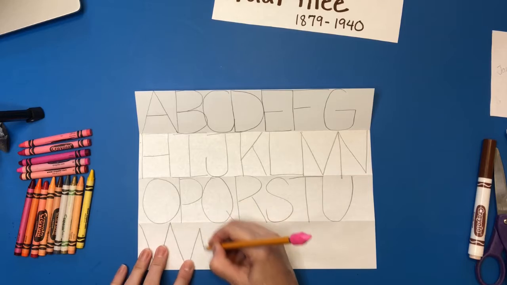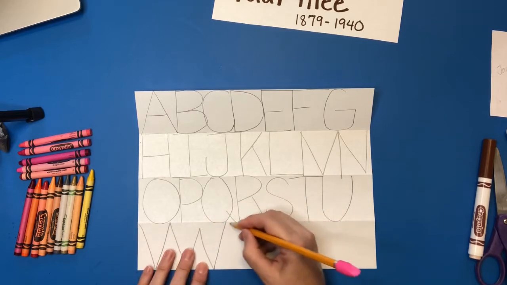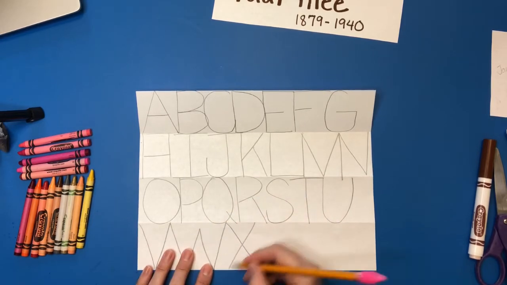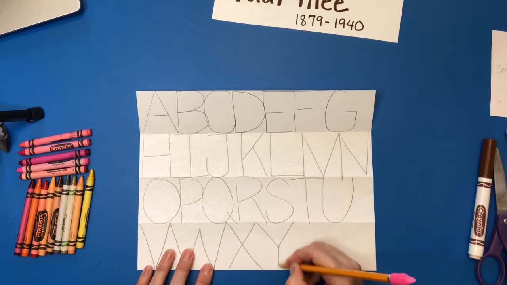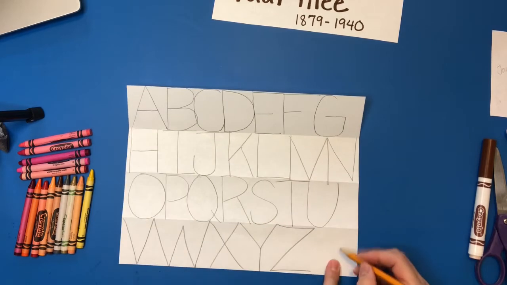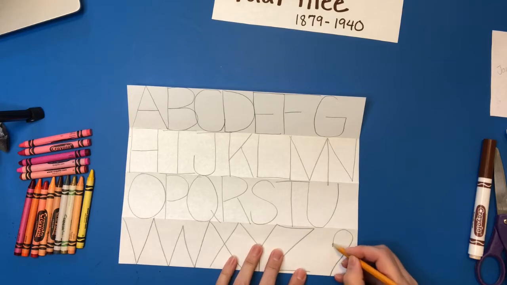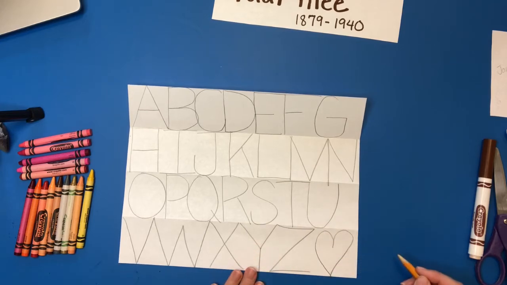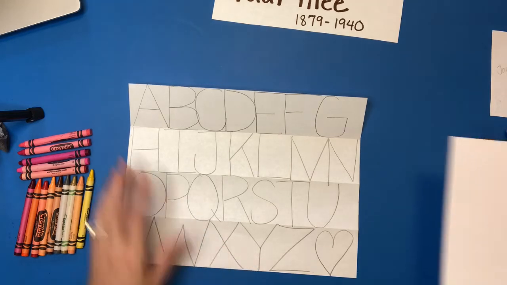Now a W, and then an X, and a Y, and a big Z. And I have a space, so I'm gonna put a heart. Okay, do you guys know how to make a heart yet? I'll show you how to make a heart real quick.